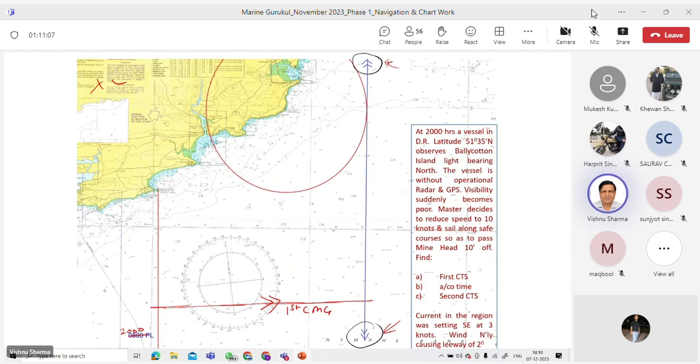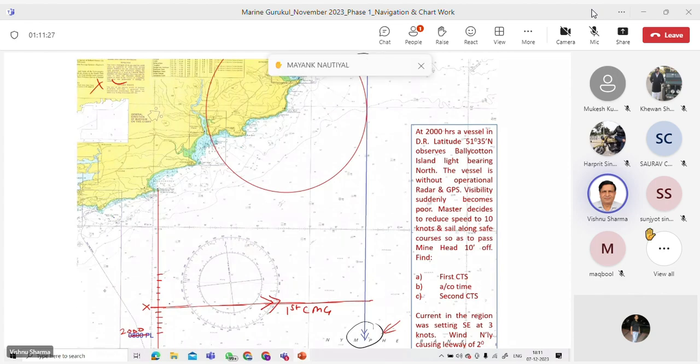Now, I said the vessel need not be at this point X. The vessel can be anywhere, but I expect it will be on the first PL at 2000 hours, somewhere close to X. How much out from X? That will depend upon how much my DR is out from the actual latitude.